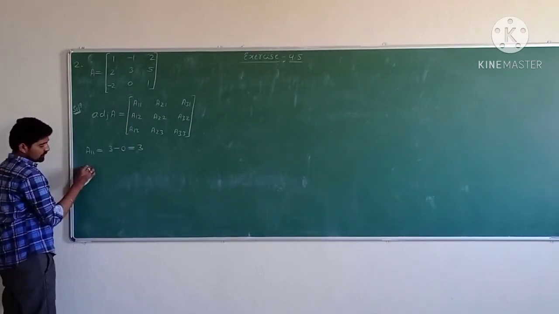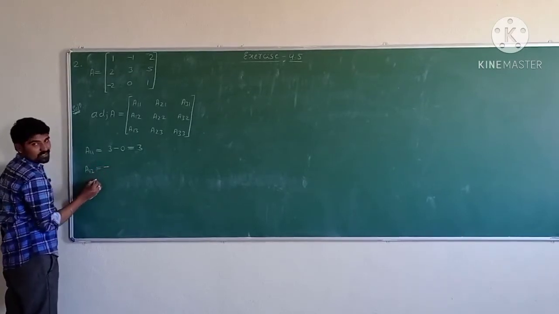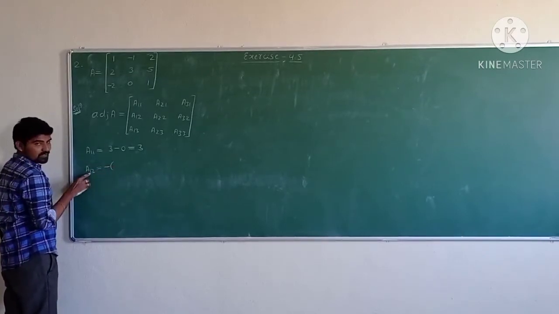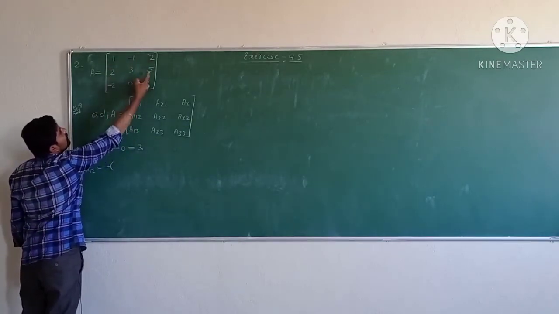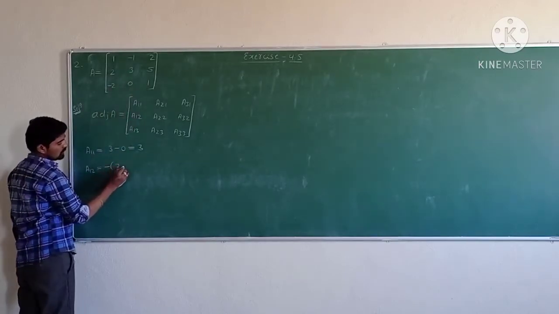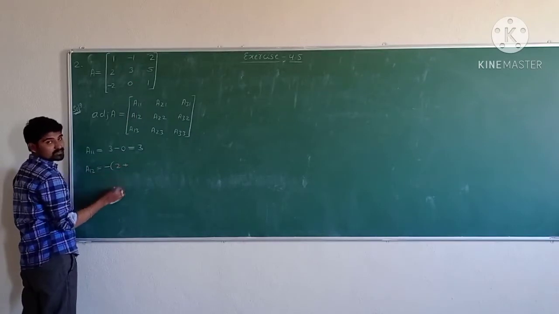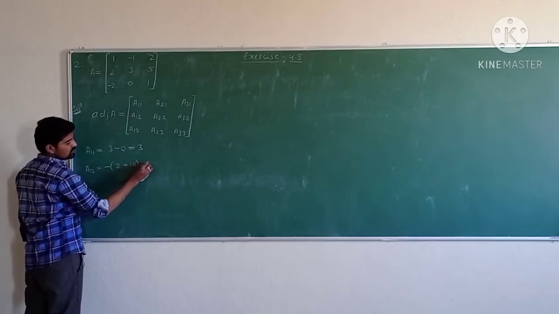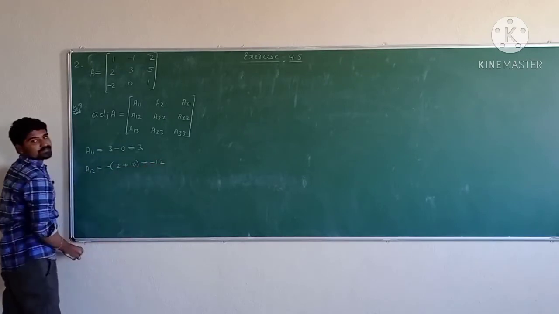Next A12. 1 plus 2 is odd, therefore multiply by minus. So delete first row, second column. Remaining elements 2, 5, minus 2, 1. So 2 into 1 is 2, minus minus 2 into 5 is minus minus 10, that is plus 10, which is equal to minus of 2 plus 10, that is minus 12.